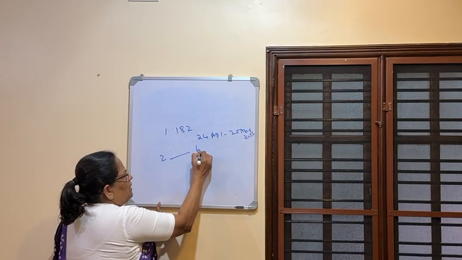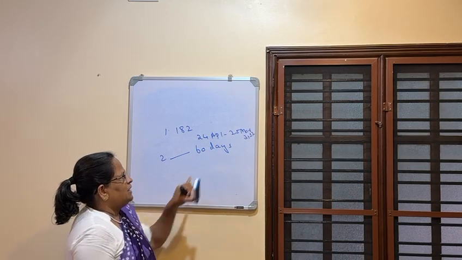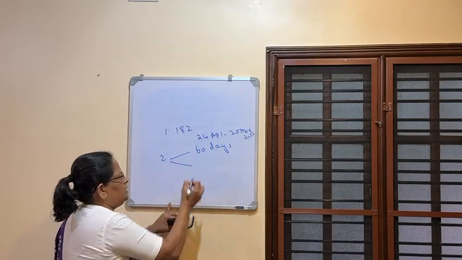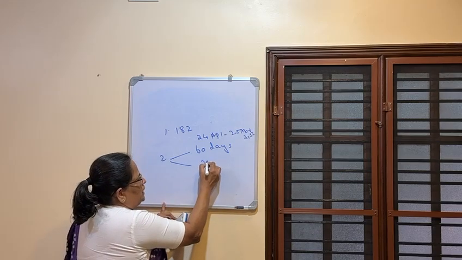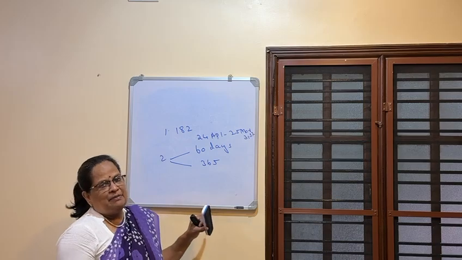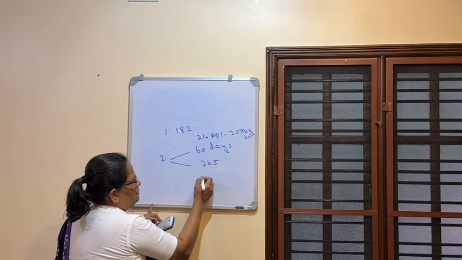One is he should have been in India for 60 days in the relevant previous year. Relevant previous year is this year. Plus, he should have been in India for 365 days or more in the 4 immediately preceding previous years. Immediately preceding previous years means previous years. This 24-25 is the current previous year.